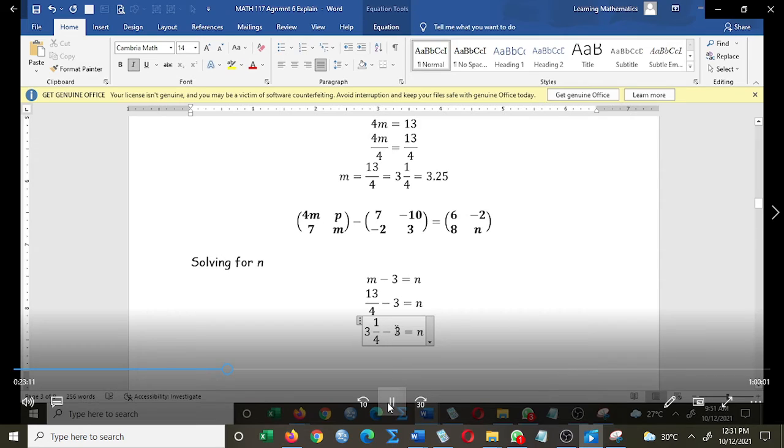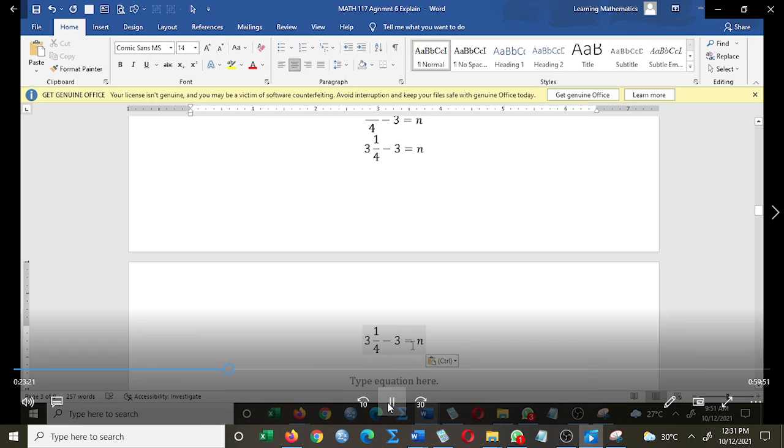Here you have it. 3 1/4 minus 3. So you're taking 3 from 3 1/4. 13 over 4 is 3 1/4. So when you take 3 from 3 1/4, what you are left with basically is 1/4. It makes sense, right? Yes.